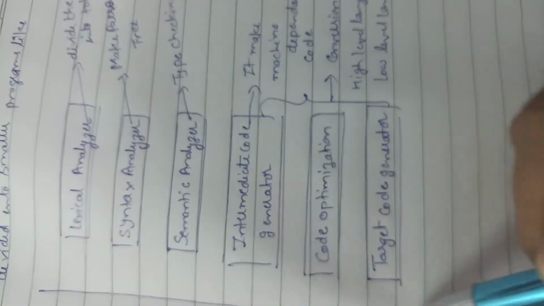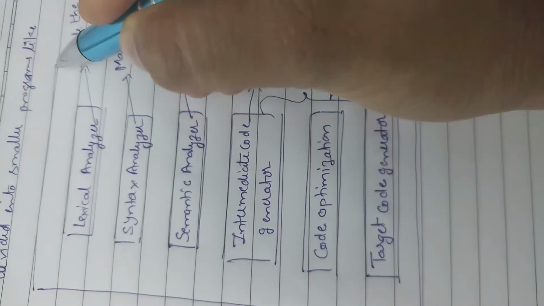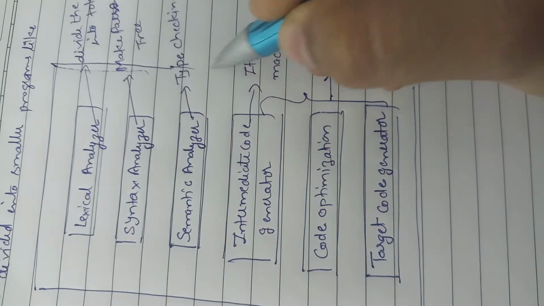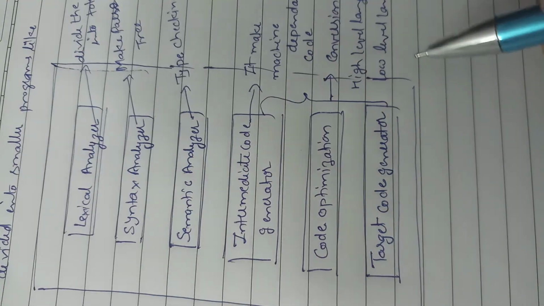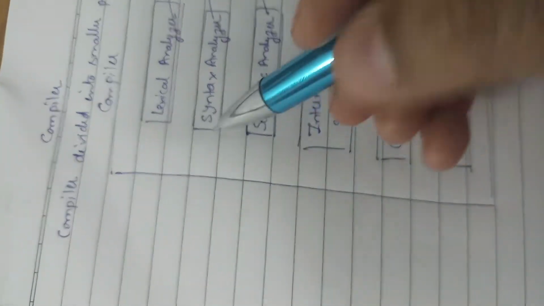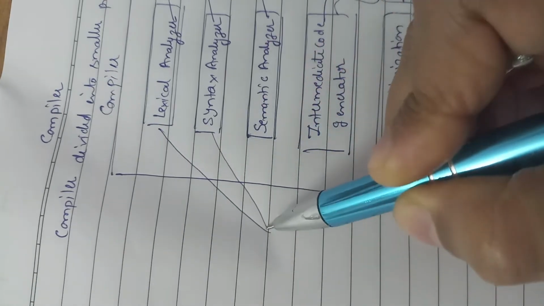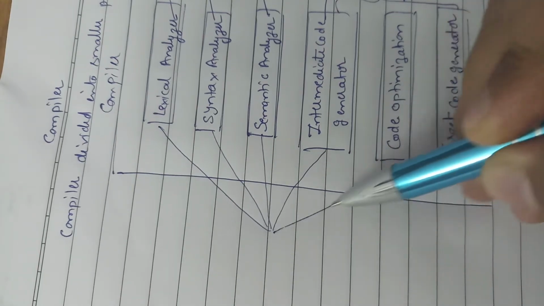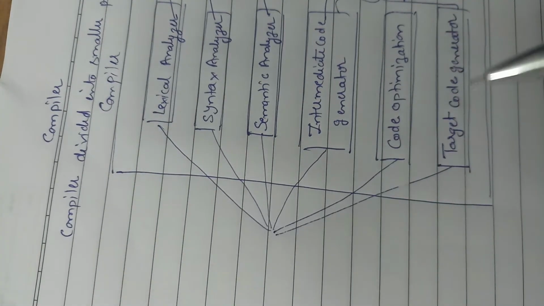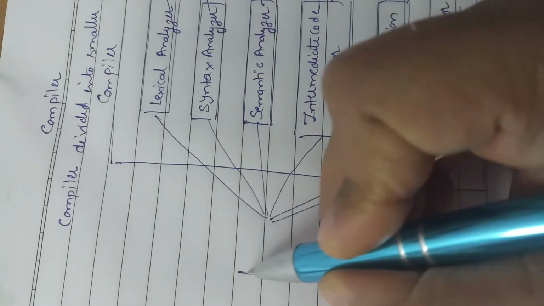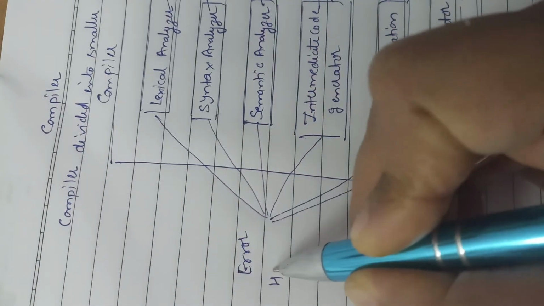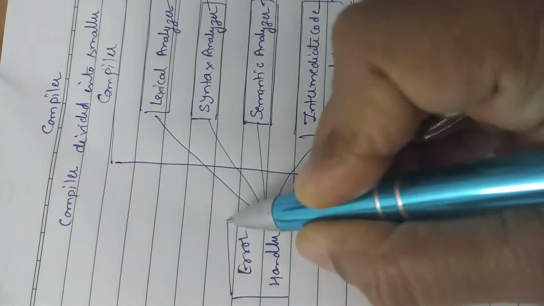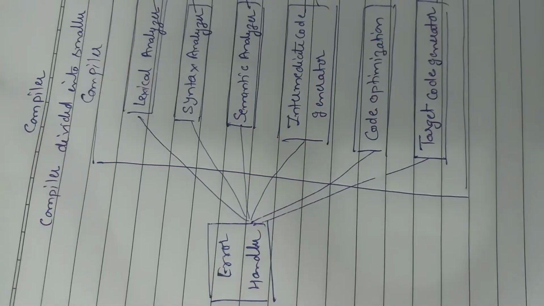So above all this are the programs, we can say, into which the compiler is divided: lexical analyzer, syntax analyzer, semantic analyzer, intermediate code generator, code optimization and target code generator. All are associated with the error handler.